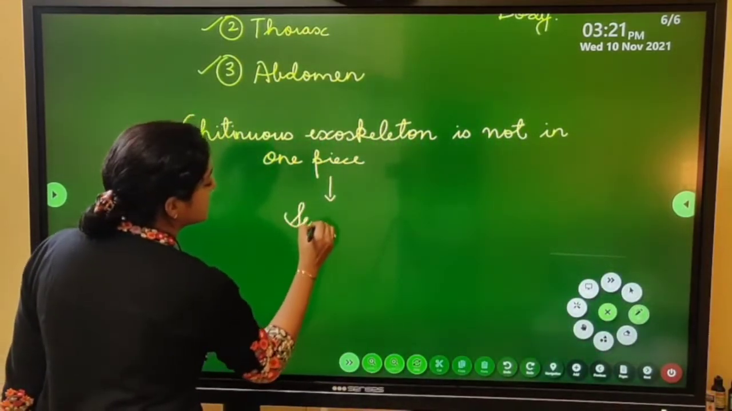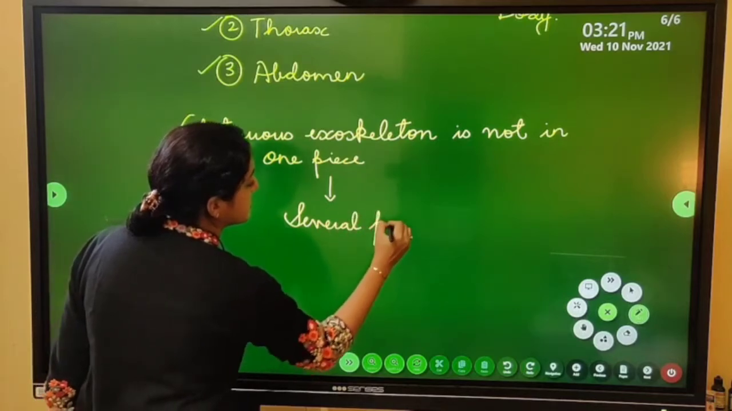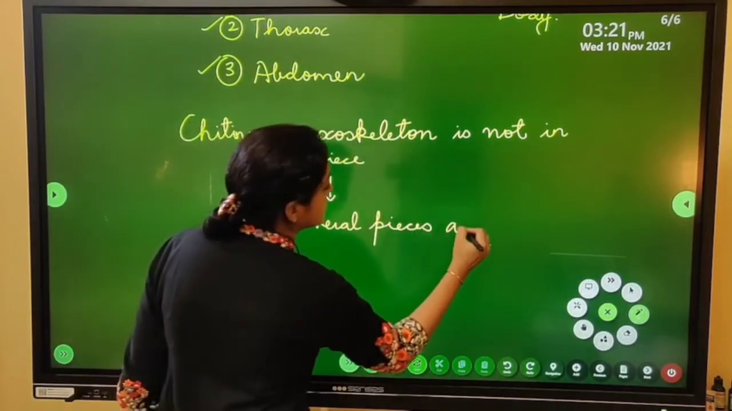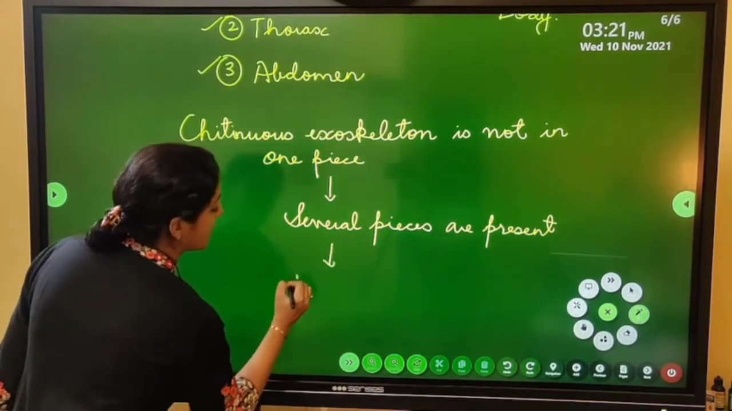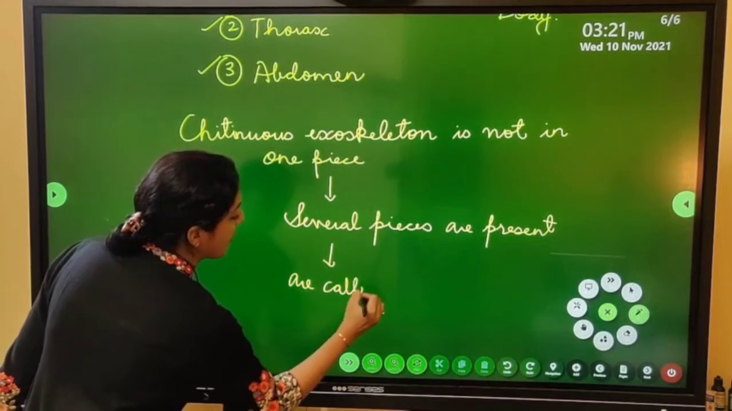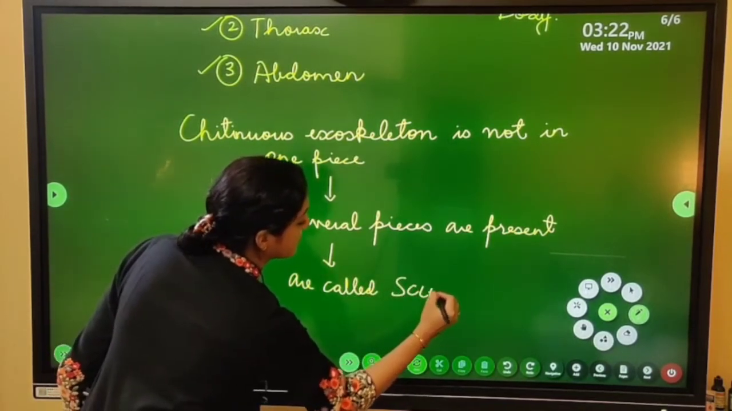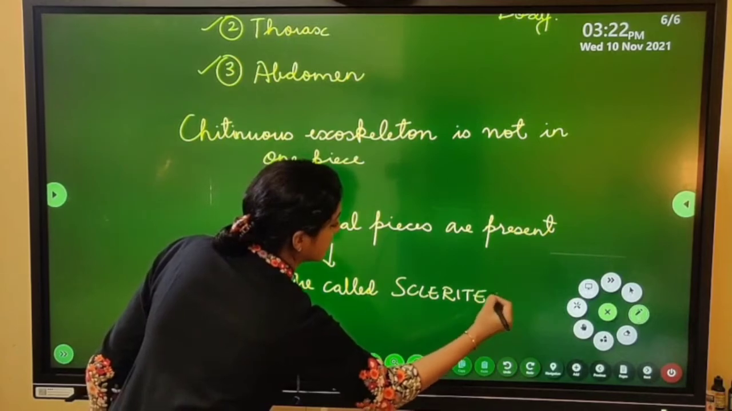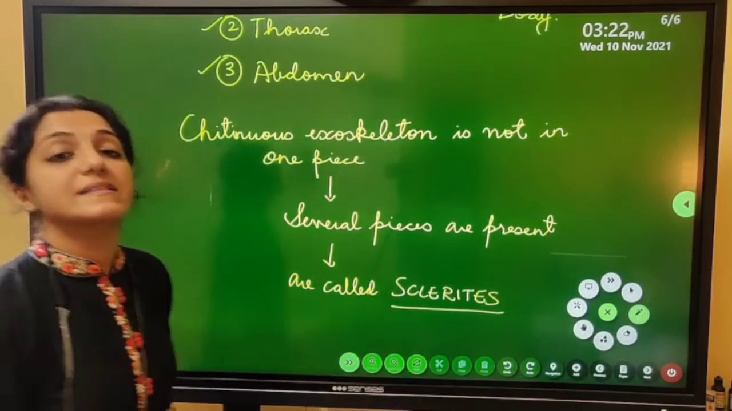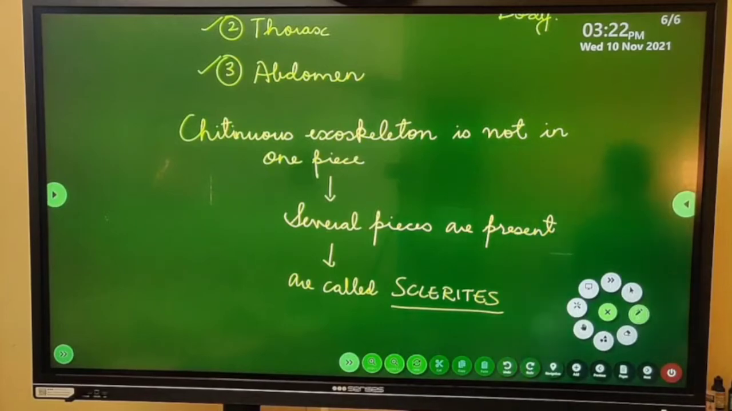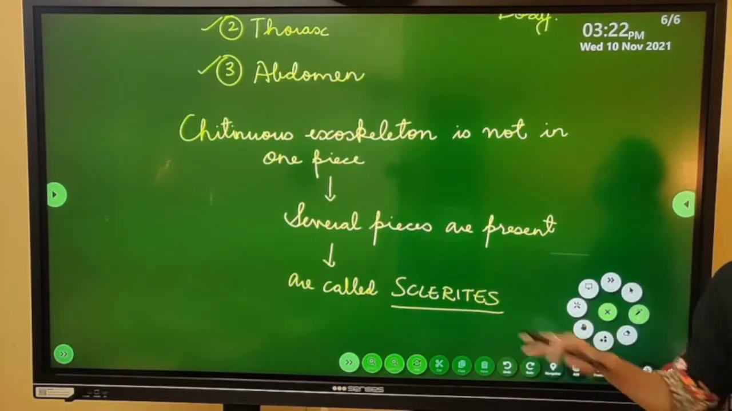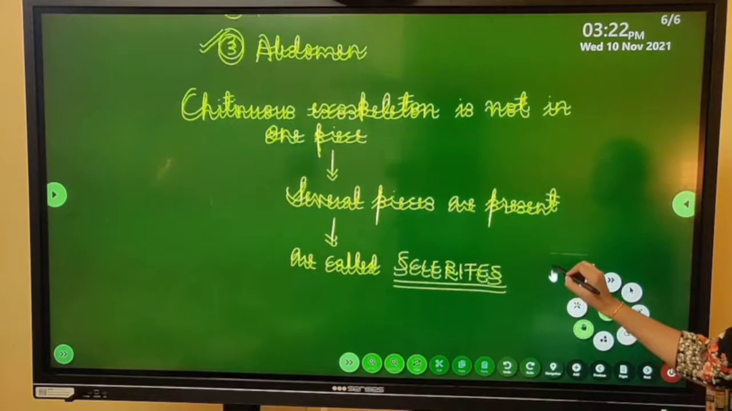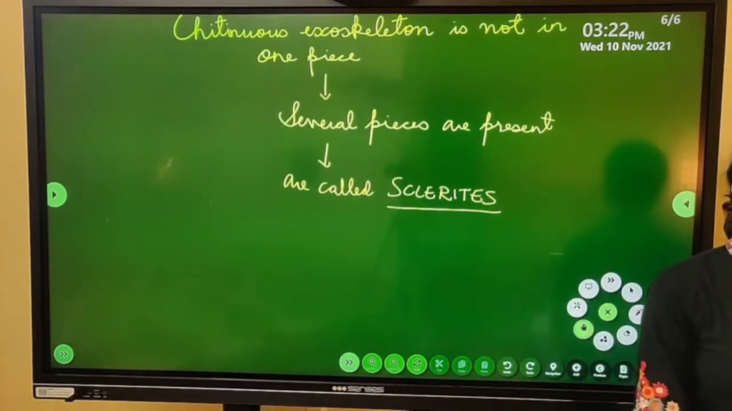So several pieces are present. And these pieces are called sclerites. These pieces are called sclerites. Chitinous exoskeleton is not present in one piece. It is divided into many pieces. Several pieces are present. और ये pieces को बोलते हैं sclerites. These pieces are called sclerites.